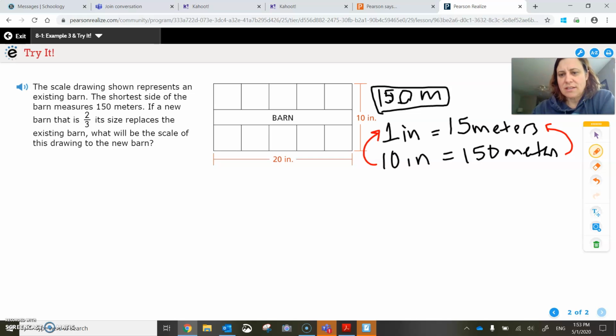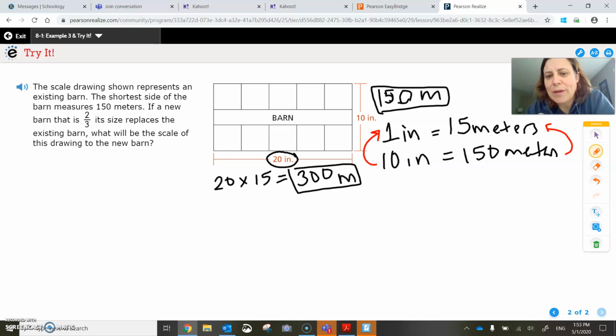Well, since we know that the scale of the original is 1 inch is 15 meters, then when you look at the other side, since it's 20 inches, if every one of those is 15 meters, then 20 times 15 will give you 300 meters. Now, honestly, everybody, you probably could have figured that out because the short side is 10 inches and the long side is 20. The long side is twice as big as the short. And 300 meters is twice as big as 150 meters.